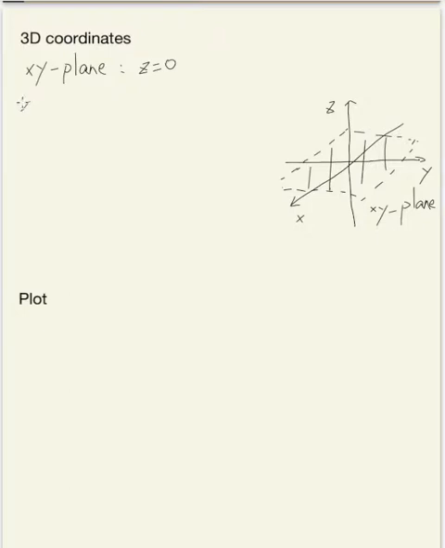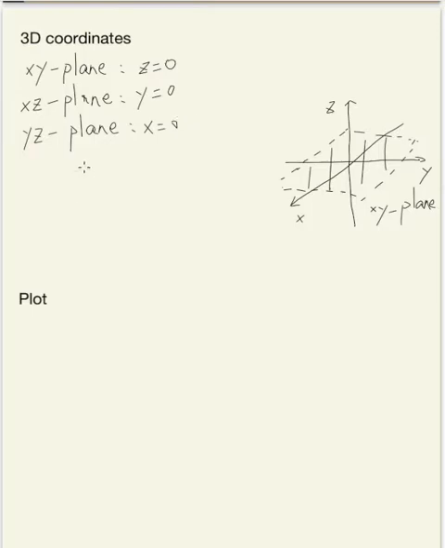Okay, and similarly, the xz plane is characterized by y equals 0. I'm not going to draw that again, but you get the idea. So it's the plane that's spanned by the x-axis and the z-axis, and y equals 0. And the last one, the yz plane, is characterized by x equals 0.